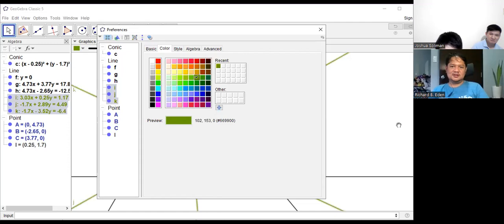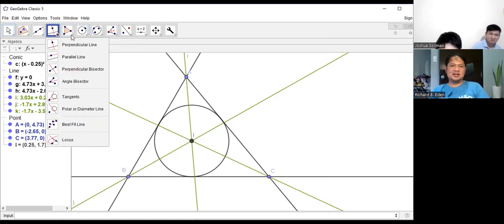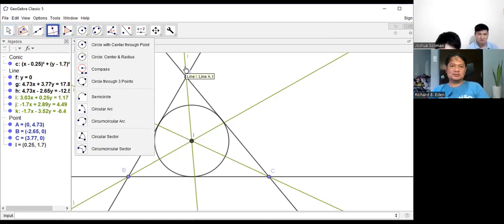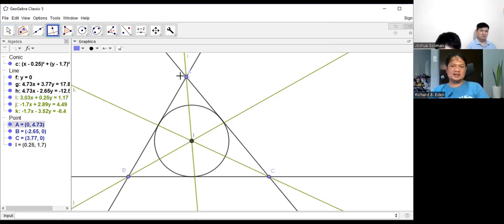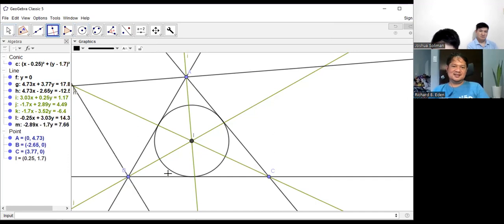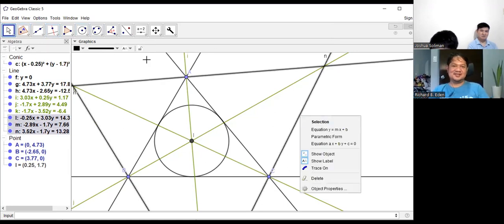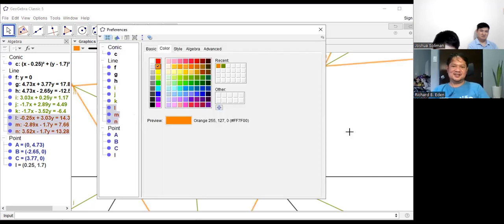Green. Okay. And then ito, perpendicular na lang. Perpendicular to this line at A. Wait. Select point and then perpendicular line. Literally yan ang JavaScript coding and algebra. No, it's real. Okay, so ito na mga external angle bisectors, but let's color code. I think I used earlier orange. Mas mabilis, no? Object orange.